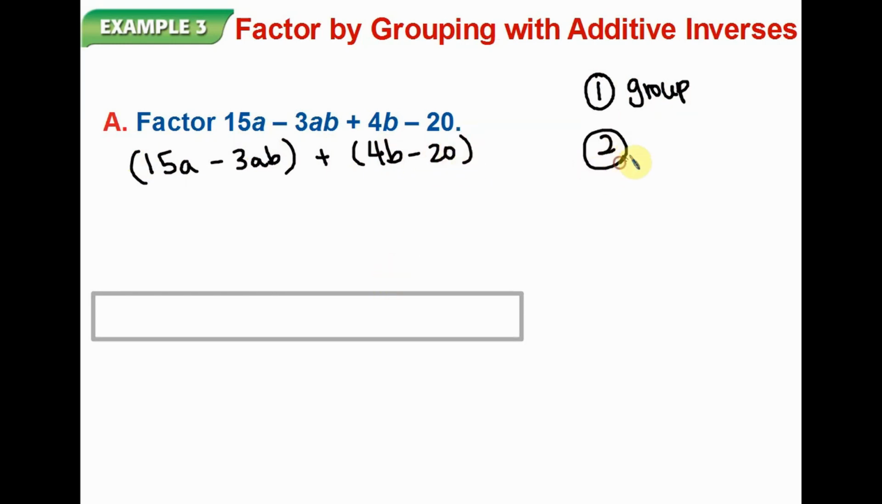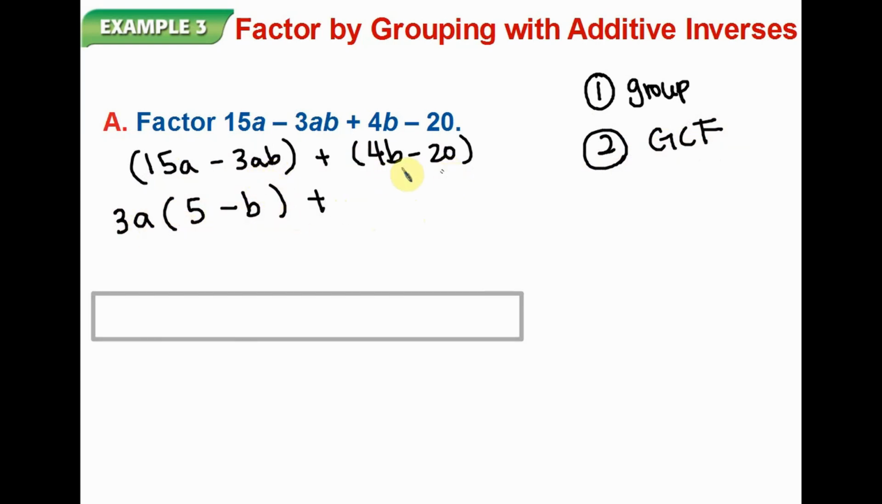The second step is still the same. You're going to find the greatest common factor from each group. So in here, 15 and negative 3, they are both multiples of 3. And I realized that they also have the variable in common. They both have a. So if I take out 3a to the front, 3a times 5 will give you 15a. 3a times negative b will get you negative 3ab.